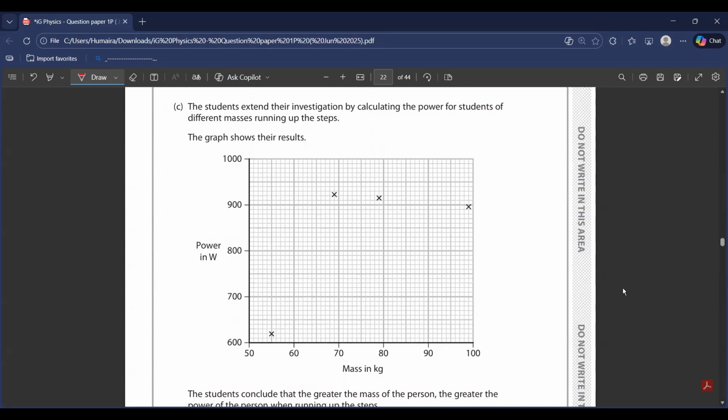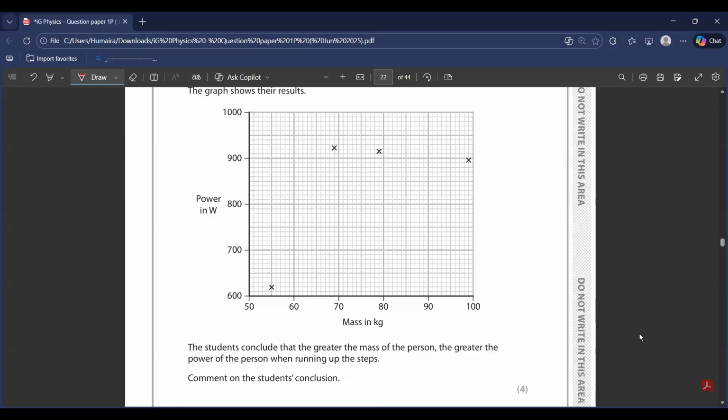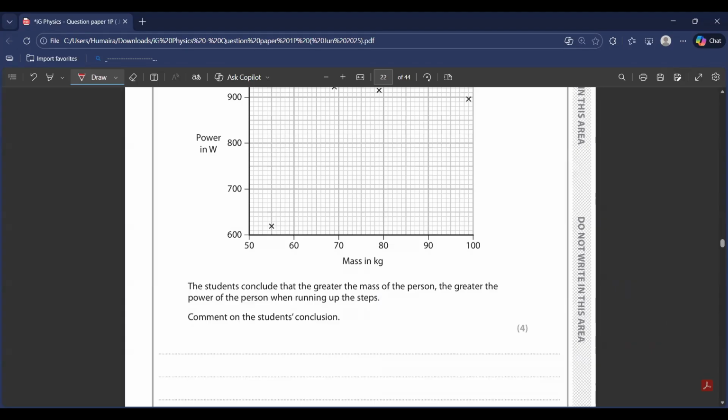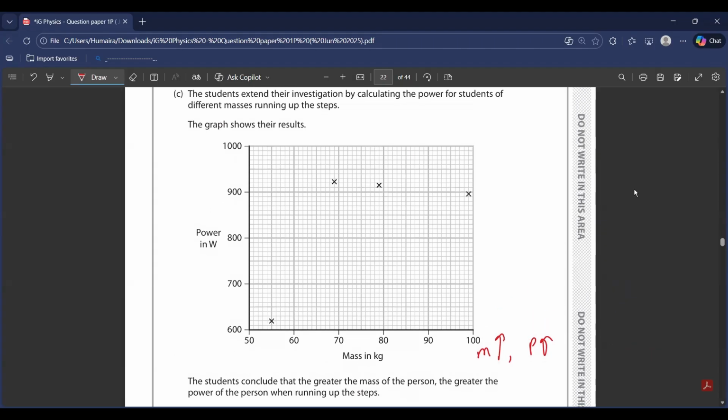Next part, the students extend their investigation by calculating the power for students of different masses running up the steps. The graph shows their results. The students conclude that the greater the mass of the person, the greater the power of the person when running up the stairs. Comment on the student's conclusion.